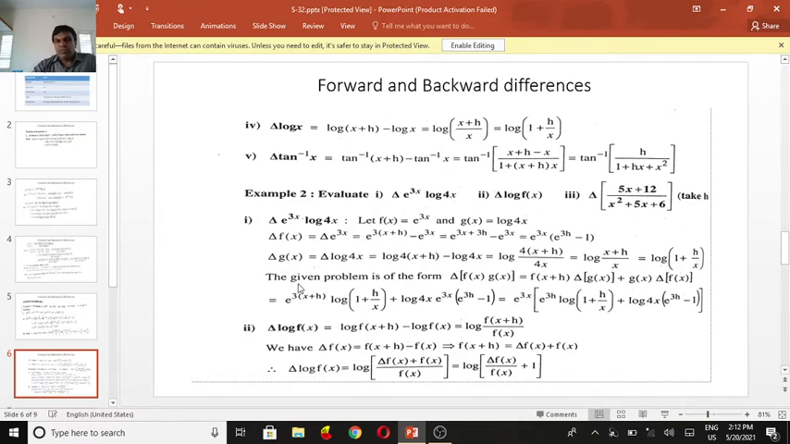We come to the problem: the del of f(x) g(x) formula. If we replace, we get e^(3(x + h)) log(1 + h/x) plus log 4x e^(3x)(e^(3h) − 1). This is the simple formula. Now using the properties of the formula, we get f(x) del g(x) plus g(x) del f(x). So this is the term: e^(3x) e^(3h) log(1 + h/x) plus log(4x) e^(3x)(e^(3h) − 1). Now the second term, del log f(x).